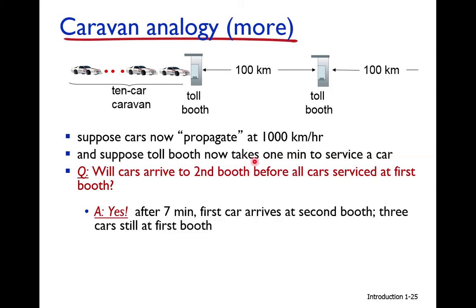Suppose the toll booth takes 1 minute to serve a car, 1 minute to transmit the car over this link, and the car is moving at 1000 kilometers per hour. So 100 divided by 1000 will give 6 minutes. Okay, so 1 minute is the transmission time and 6 minutes is the propagation time. So the first car arrives in 7 minutes. But when the first car arrives, it will not be processed. Why? It will be stored until the whole packet has arrived.